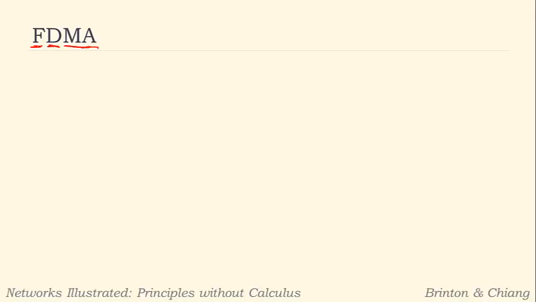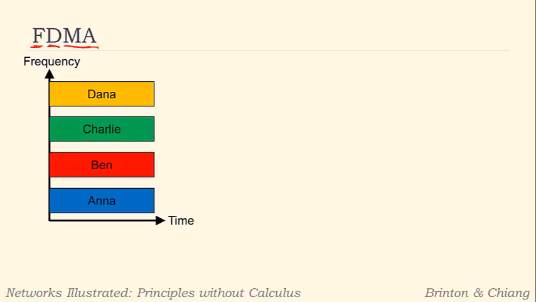So really the idea is that if we're having some process occurring over time, so just have this be time, everything that's happening over time, and have this be frequency, each person or each link gets a different frequency on which they're going to communicate. So Anna, or whoever's receiving Anna's message, knows what Anna was saying because they'll see the message come in at this frequency. And Ben, whoever's receiving Ben's message, will see that come in on Ben's frequency, and Charlie and Dana accordingly.